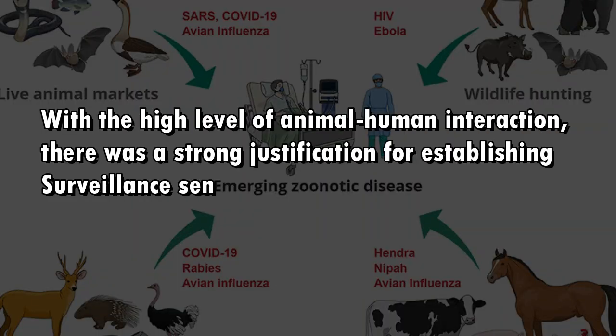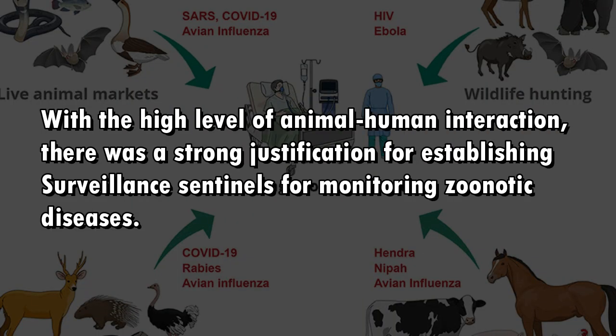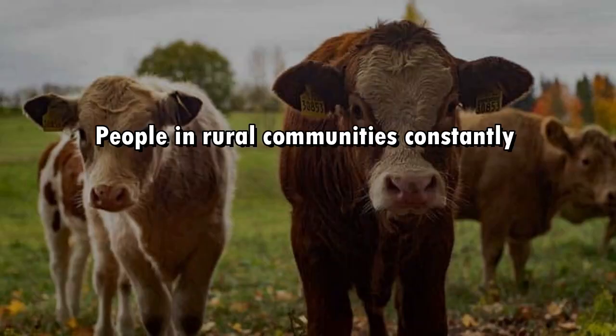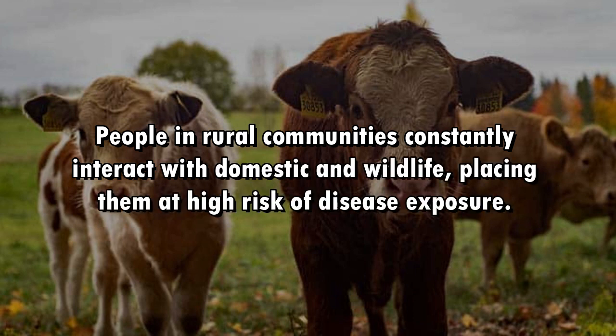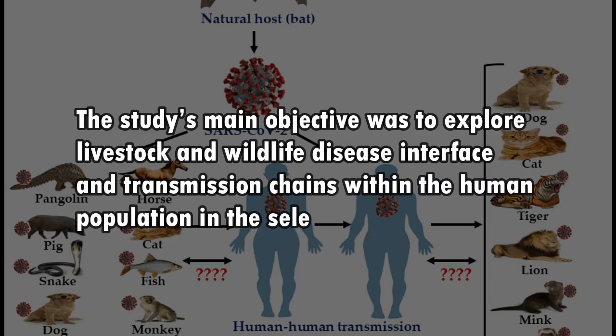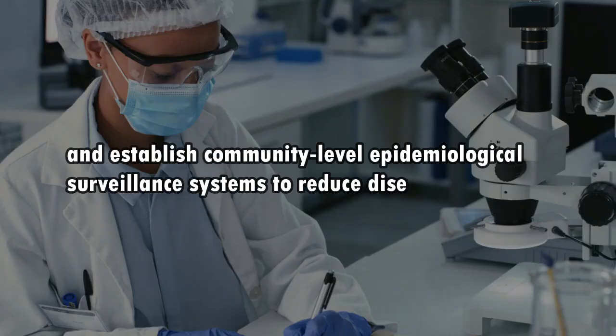With the high level of animal-human interaction, there was a strong justification for establishing surveillance sentinels for monitoring zoonotic diseases. People in rural communities constantly interact with domestic and wildlife, placing them at high risk of disease exposure. The study's main objective was to explore livestock and wildlife disease interface and transmission chains within the human population in the selected communities and establish community-level epidemiological surveillance systems to reduce disease incidence.